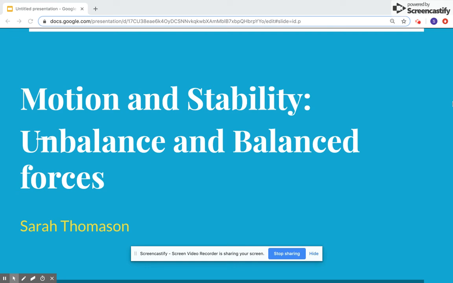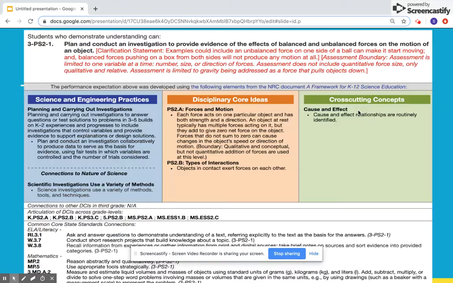Hi everybody, my name is Sarah Thomason and today I will be teaching you about motion and stability, focusing directly on unbalanced and balanced forces. So if we are going to be focusing on that, it will go with the standard 3/physical science 2/1. Plan and conduct an investigation to provide evidence of the effects of balanced and unbalanced forces on the motion of an object.